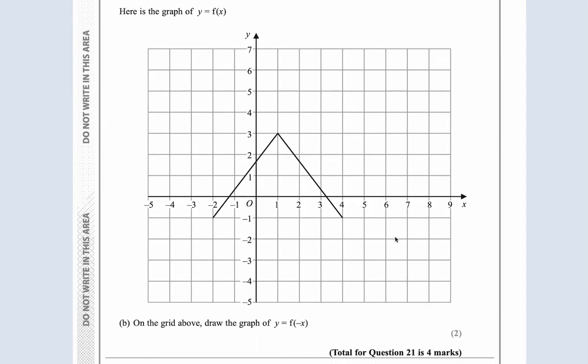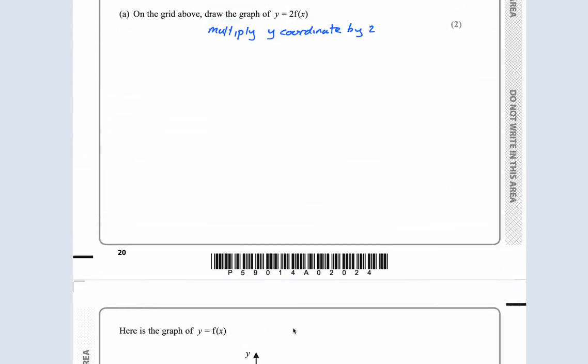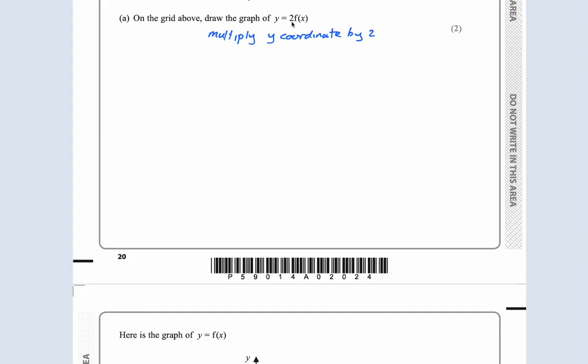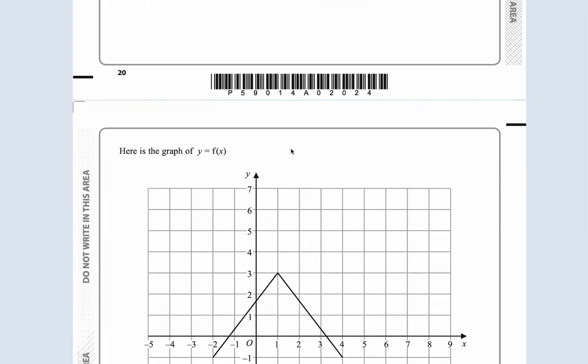Here's a graph. On the grid above, draw y equals f of -x. So f of -x, we just multiply the x coordinates by -1. -1 because it's -1x, if you like. And the x coordinates because it's inside the brackets. Notice this one, the 2 is outside the brackets. It's 2f of x. If it was f of 2x, I'd be multiplying the x coordinates, although by 1/2. I'll get to that at a different question.